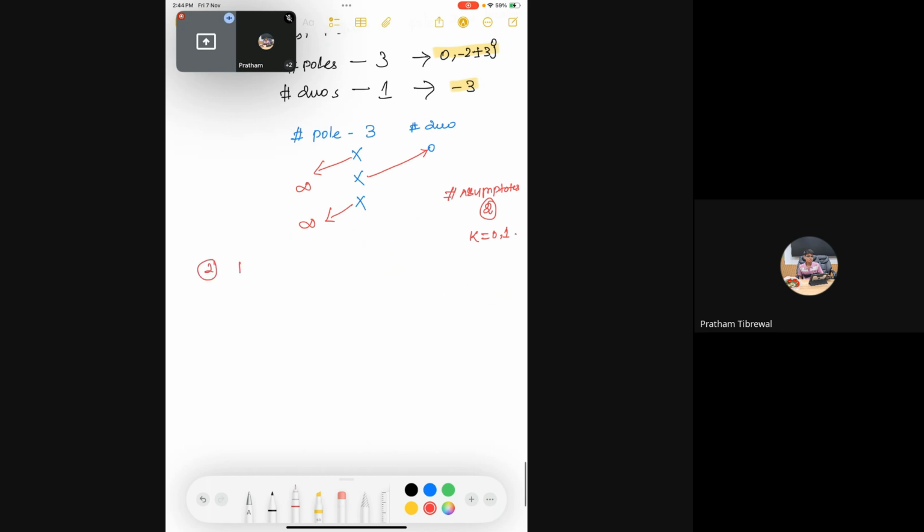The next step is to plot the poles and zero and find where the root locus will be on the real axis. Now I am going to trace all the poles and zeros. One pole is at 0, another pole is at -2 plus 3j, and -2 minus 3j. And I'm going to represent the zero in blue color at -3. Okay, this is my pole-zero plot.